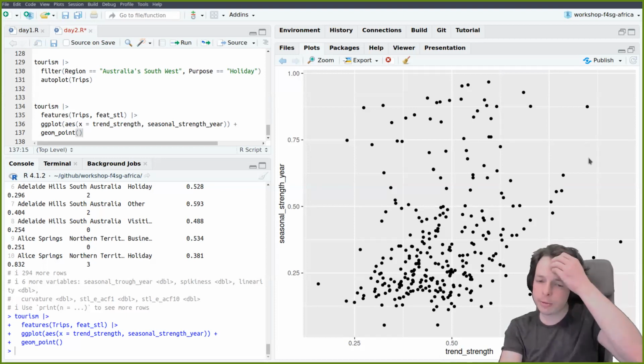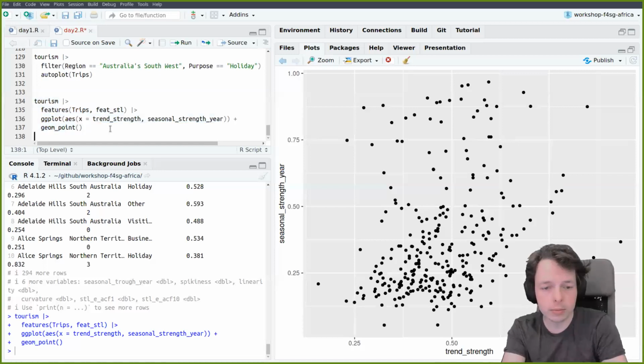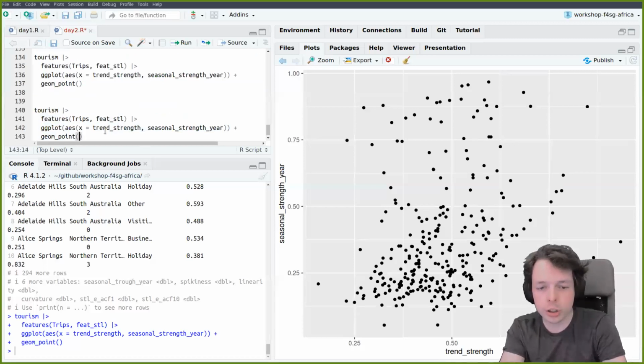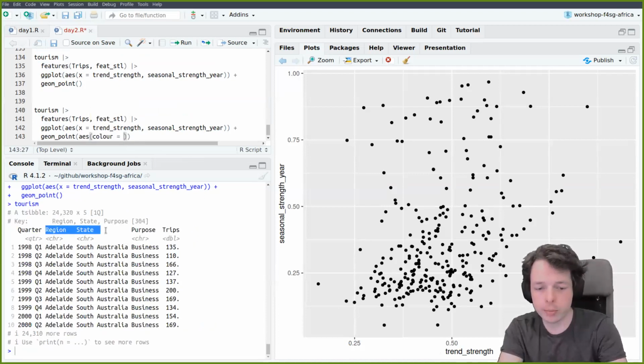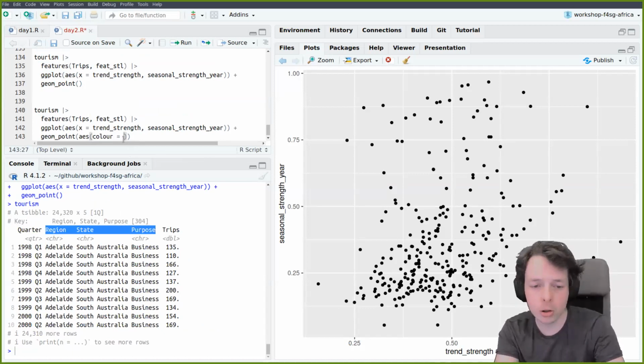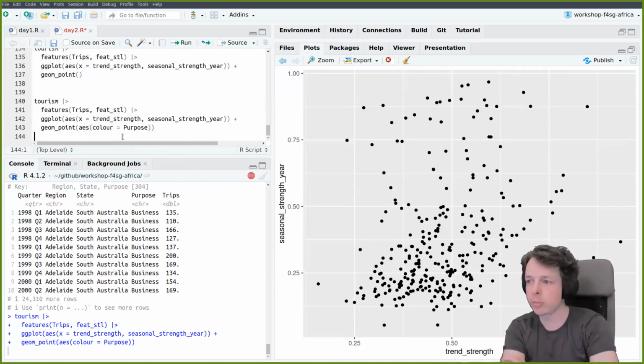But we have some more information here. Why do we have some time series that are more seasonal and others that are less? Let's have a look at our key variables. So in addition to our scatter plot, we can color the points based on the key variables. So we've got region, state, and purpose. Maybe people travel more seasonally if they're coming for a holiday. If I set the color to be equal to purpose, we've got 4 reasons people might come to Australia in this data set.